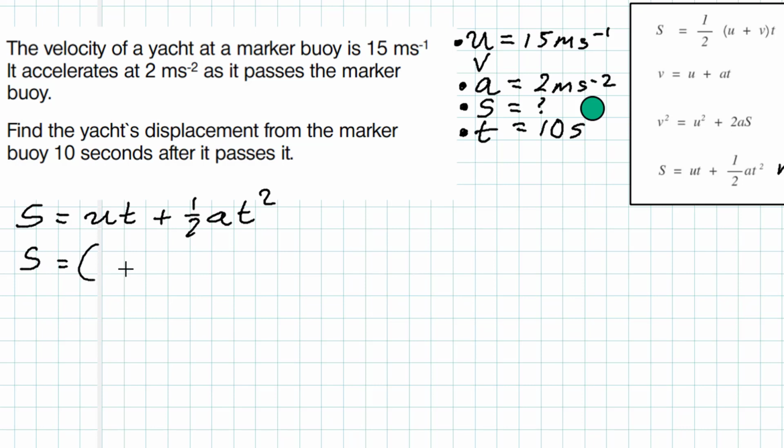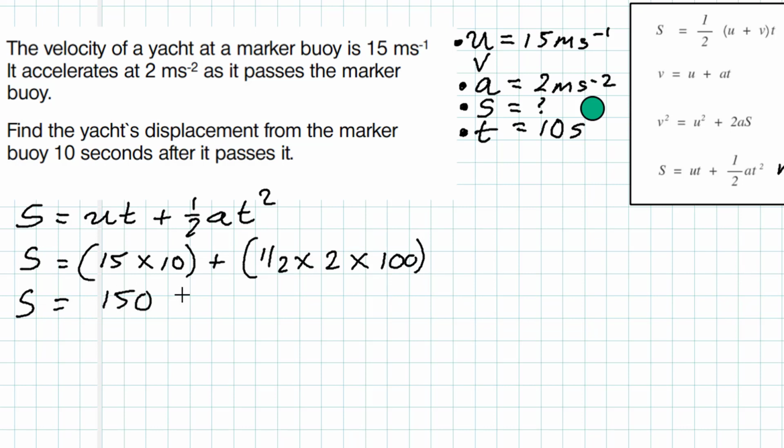s equals 15 times the 10 seconds plus 1/2 times acceleration, which is 2, times t squared, 10 squared, which is going to give us 100. So it becomes 150 plus half times 2 is 1, 1 times 100, 100. And therefore the displacement s is going to be 250 meters.